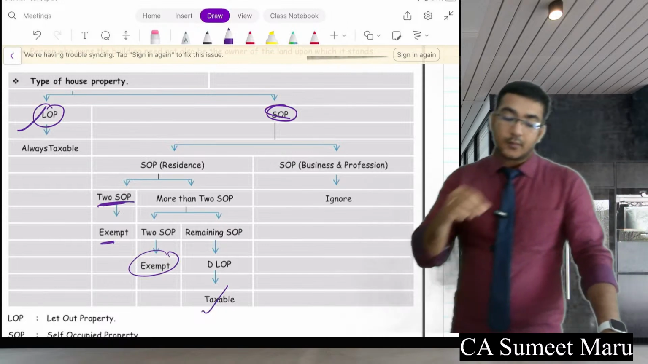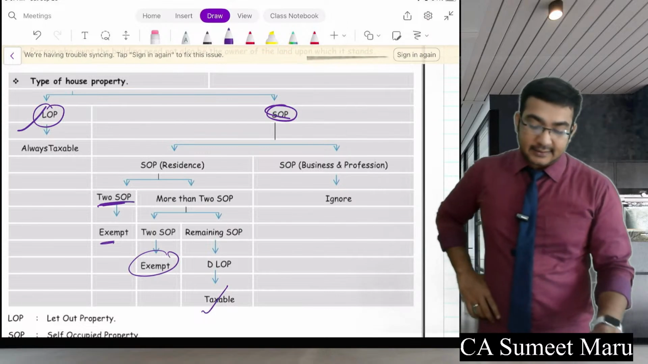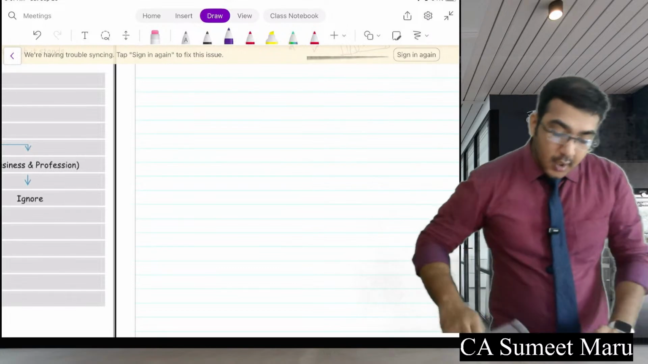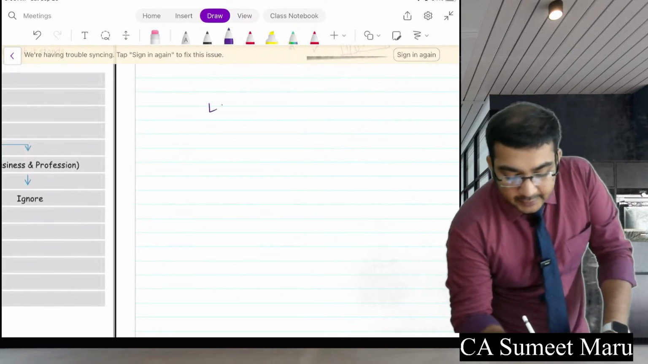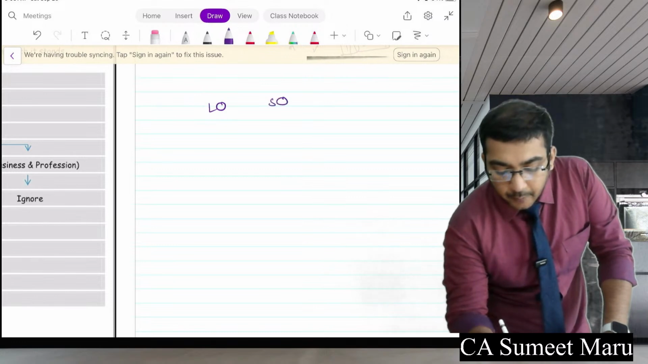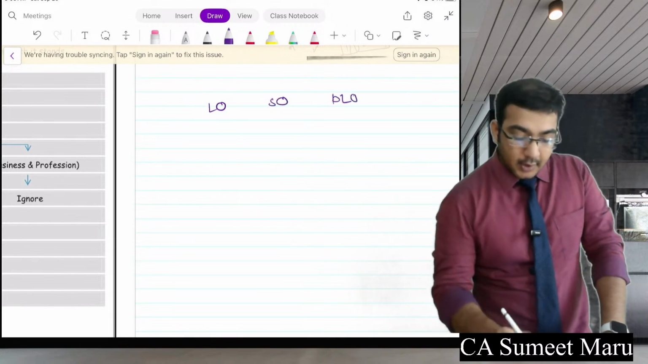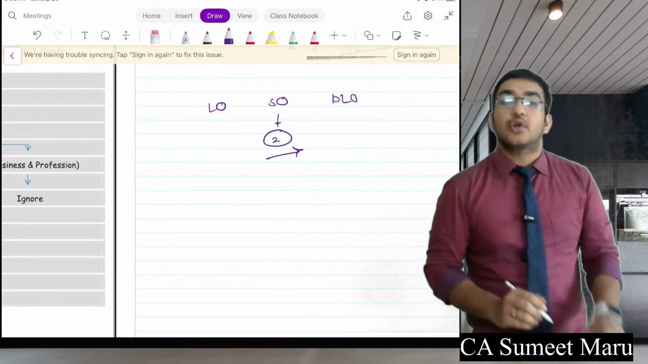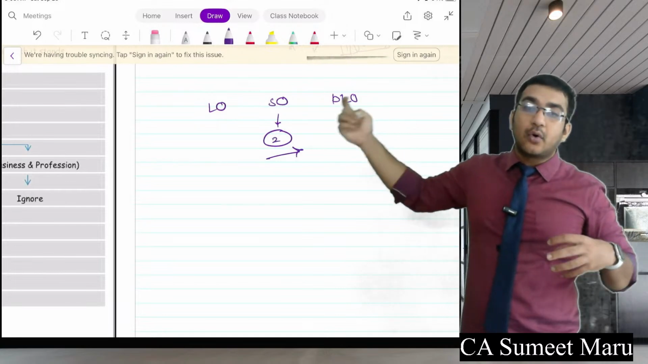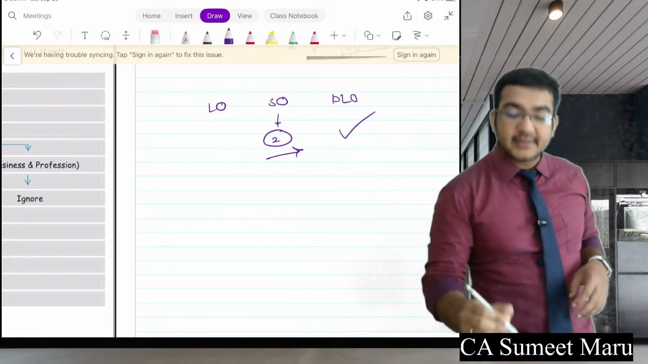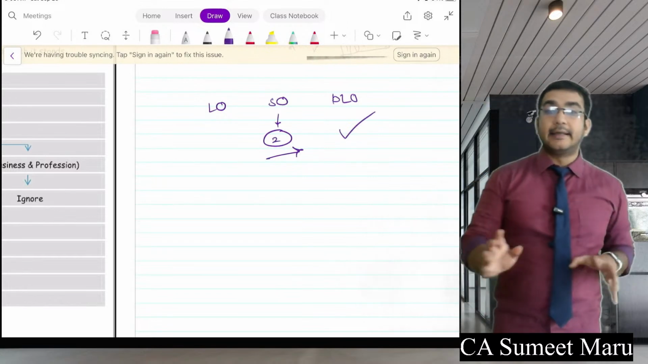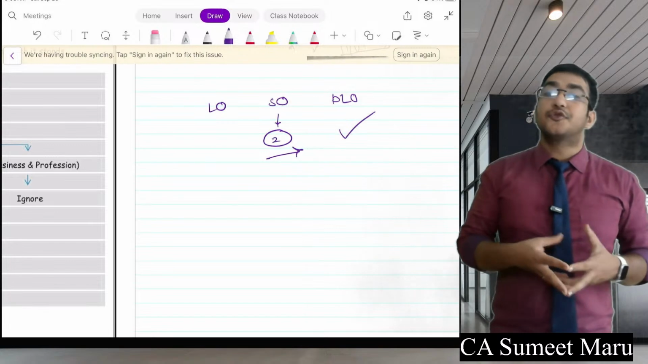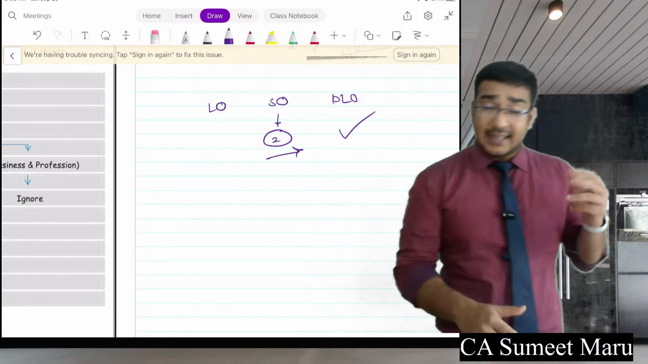So here in this case, we have learned about three properties: let out property, self-occupied property and deemed to be let out property. Self-occupied property can be a maximum of 2. If you have more than that, then either you have to let them out, or else it will be considered as you have let them out. Deemed to be let out. Why? Because we have scarcity of houses in India. So many people are living on roads, right? That can be one of the reasons.